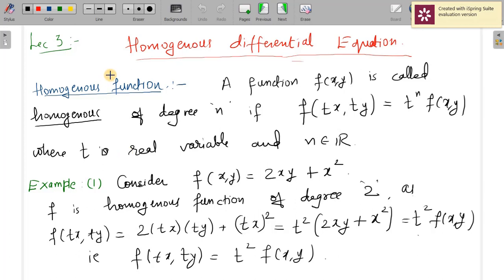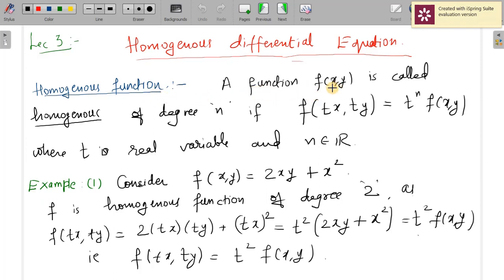Hello viewers, in this lecture we will discuss how to solve homogeneous differential equation. So to construct the definition of homogeneous differential equation, first we need this term to be defined. So first we define the term homogeneous function.